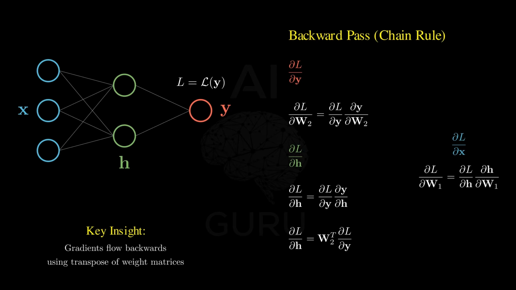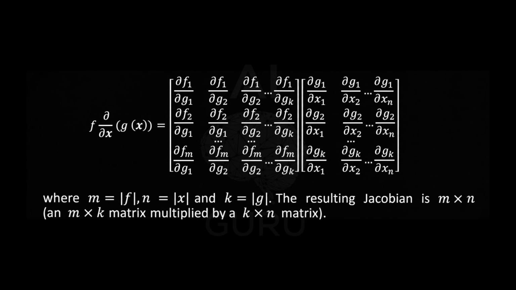And the dimensions have to line up perfectly. Say the final output f has m components, the input x has n components, and the intermediate layer g has k components. The first Jacobian, the partial of f over g, is an m by k matrix. The second one, partial of g over x, is a k by n matrix. And when you multiply an m by k matrix by a k by n matrix, you get an m by n matrix. Which is the exact right size. M outputs and n inputs. The math just works.